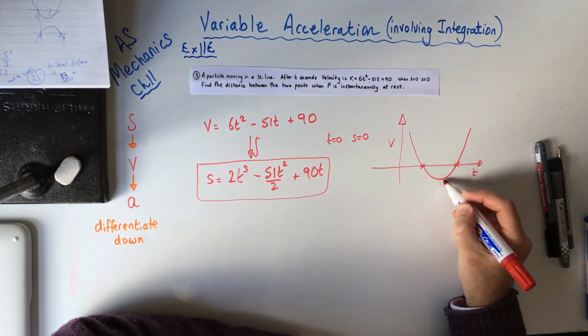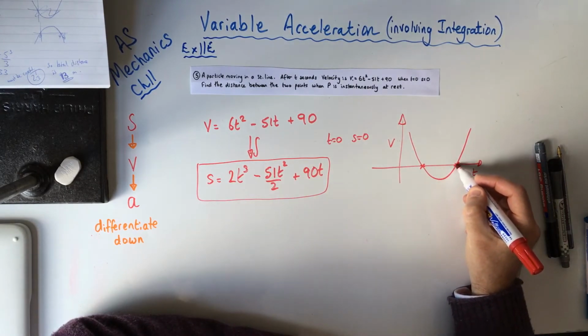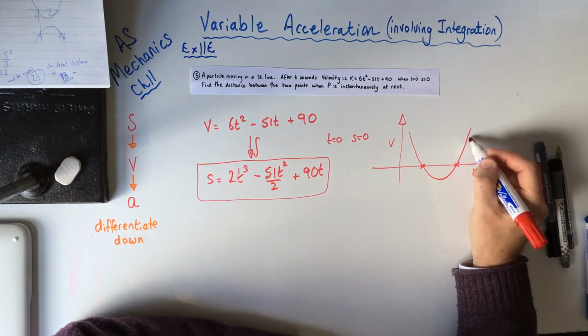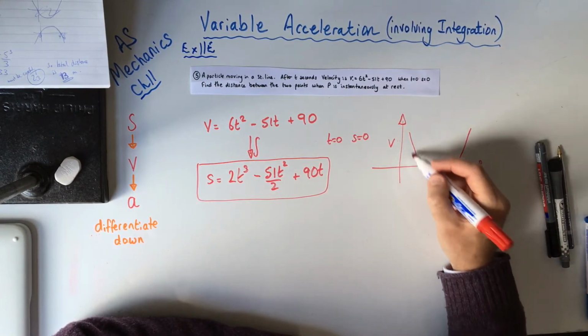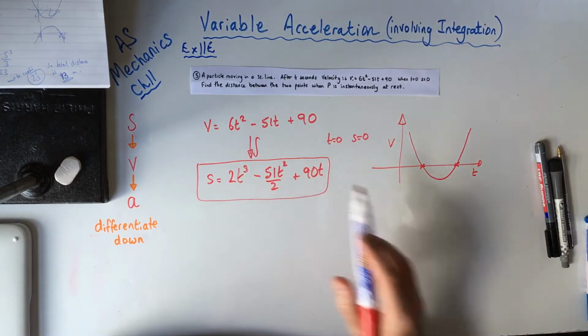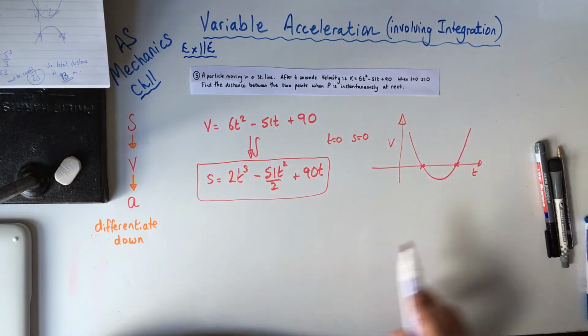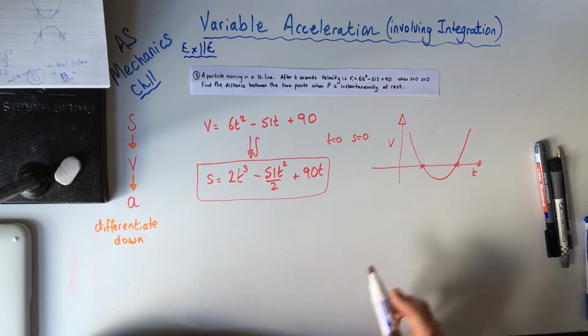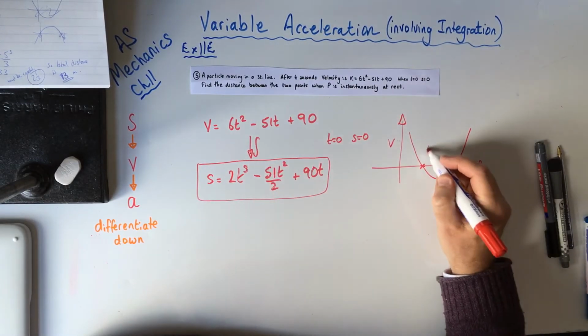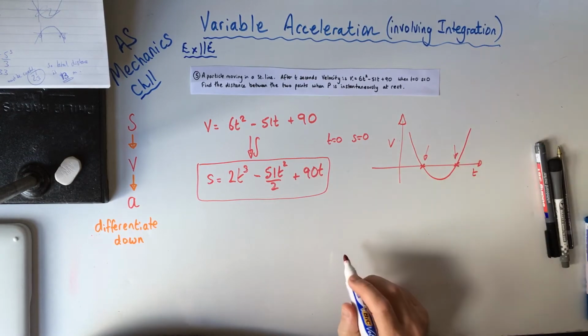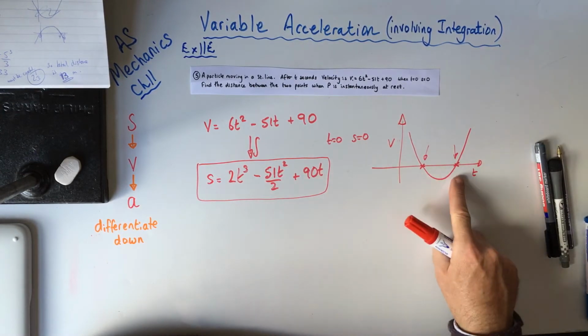Speeding up in the other direction, slowing down in the other direction, 0, and then changing direction at these 2 points where it goes from a positive velocity to a negative velocity. So it's like oscillating. And we're going to find ultimately the distance between those 2 points. We need to find the times first of all between those 2 points.